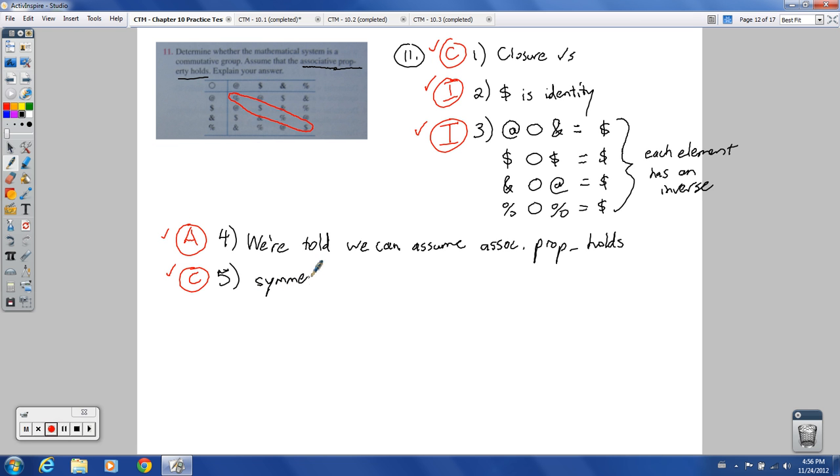So we got symmetric about main diagonal. So does this work out? Is it a commutative group? Yes, it is, because all 5 things hold. So we can say something like this again, therefore it's a commutative group. So we're told to explain our answer. This is the explanation of our answer.